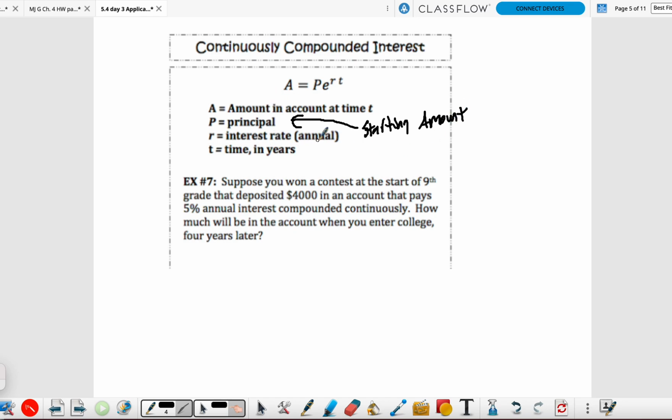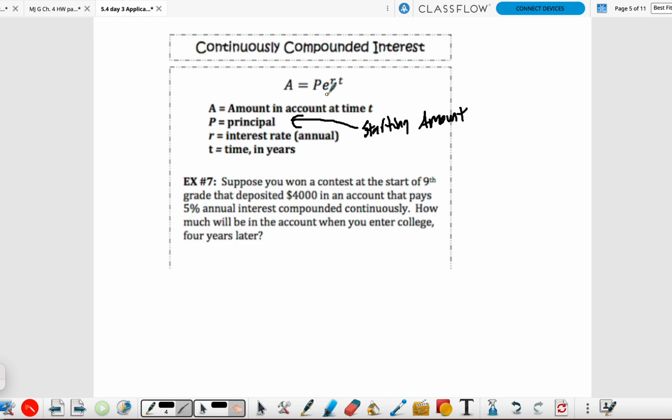Rate is your interest rate in terms of your annual interest rate. This is calculating continuously, and T is the time in years. The piece that you maybe have forgotten is this letter E. Now, the letter E is kind of like pi. It's an irrational number.